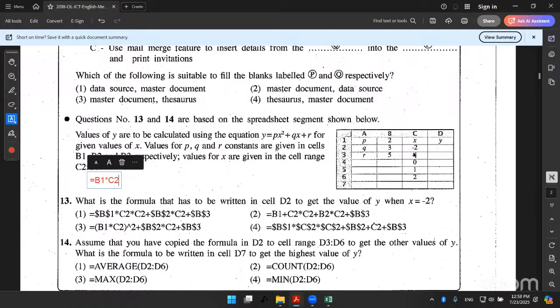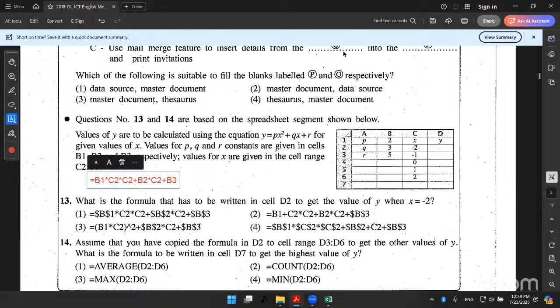C2 should be multiplied by again C2, multiplied by C2, plus Q. Q means this one, B2, multiplied by x, which means C2. Then it should be added with R. R means B3. This is the normal formula.